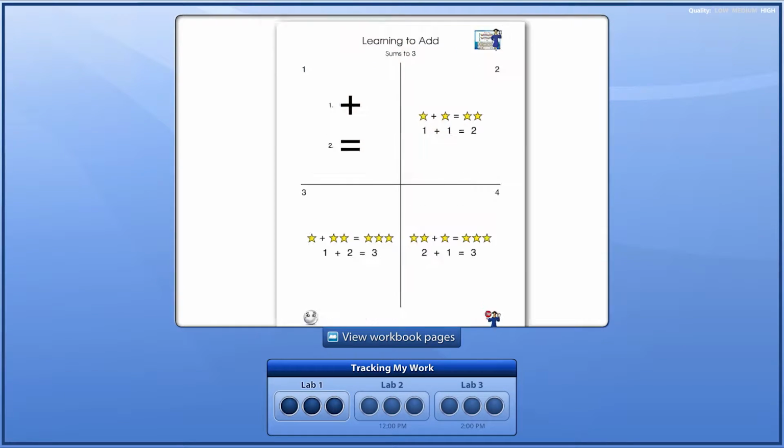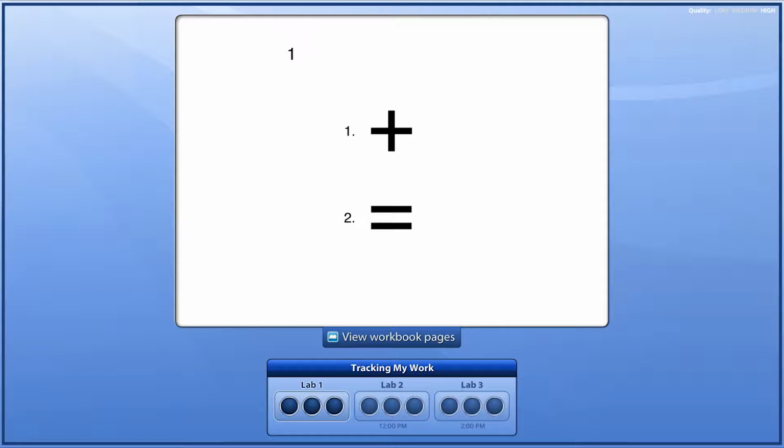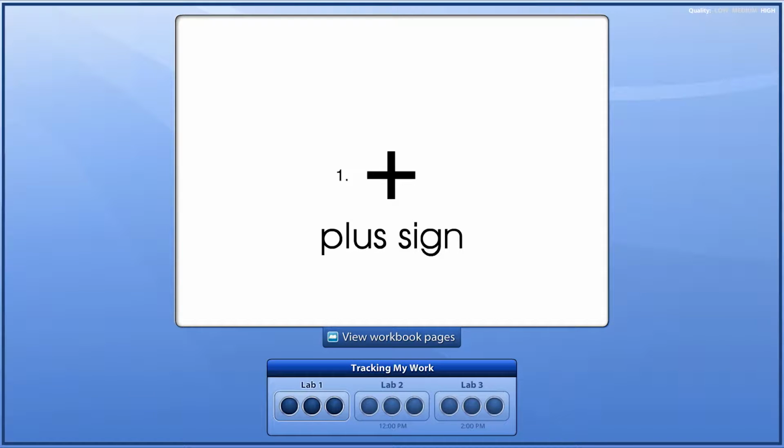What you see on your computer screen and in square number 1 is the plus sign. It's next to the number 1. Look at the plus sign and say it. Plus sign. Again, plus sign. When you see that sign between two numbers, it means to add what those numbers represent together. Please listen very carefully and pay very close attention.